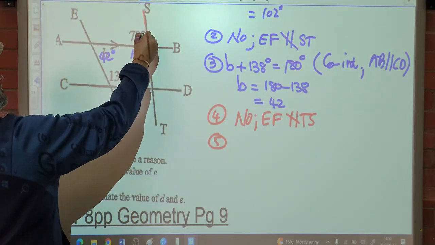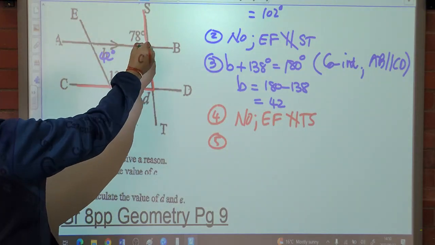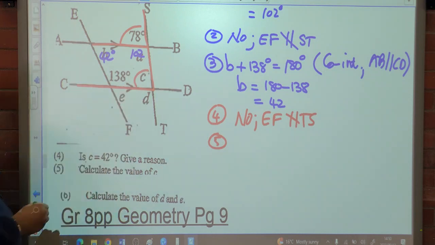Corresponding. The F. That angle is equal to that angle. Is that what you're saying?